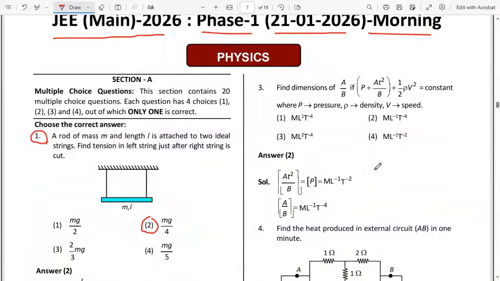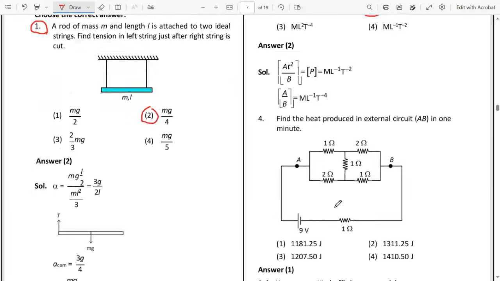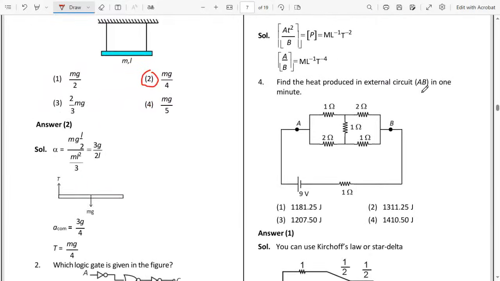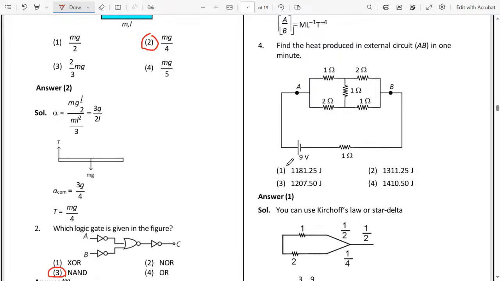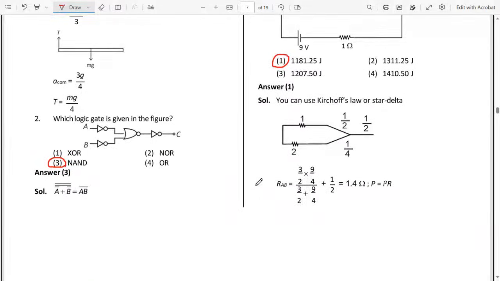Next, question number 3. Find dimensions of A by B if P plus AT square by B plus 1 by 2 rho V square equals constant, where P equals pressure, rho equals density, V equals speed. So what is the dimensions? Yes, option number 2 is the correct option, students. So this is the solution. Next, find the heat produced in external circuit AB in 1 minute. Question number 4, option 1 is the correct option, students. So as per Kirchhoff's law, yes, you will get the answer.